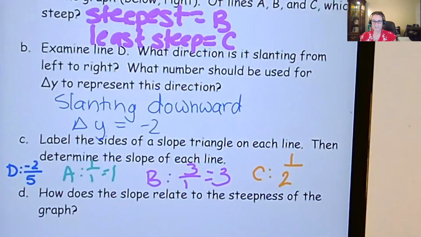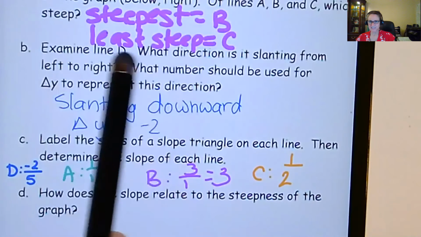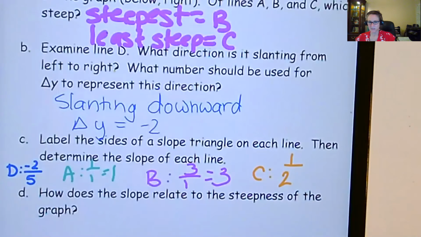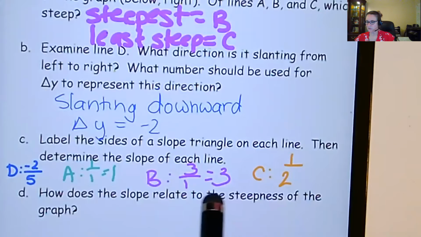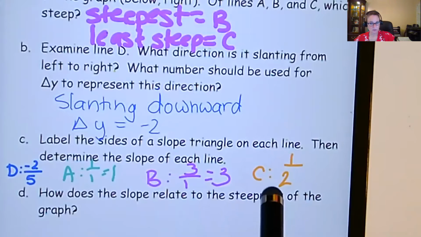Now, something you want to look at, it says on D, how does the slope relate to the steepness of the graph? So remember, we said the steepest one was B and the least steep was C, and we were talking about these three here. So what you'll notice is this one, which was the steepest, actually has the biggest slope, 3. This one, which was the least, has the smallest slope. So the bigger the number for your slope, the steeper it is. The smaller the number for your slope, the less steep it is.